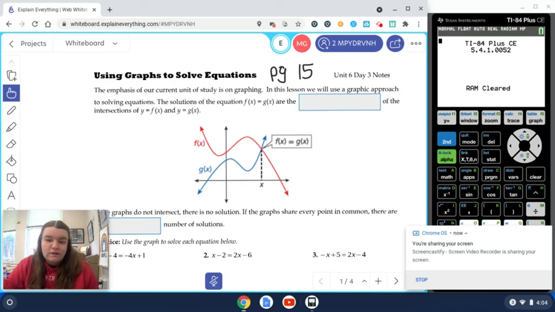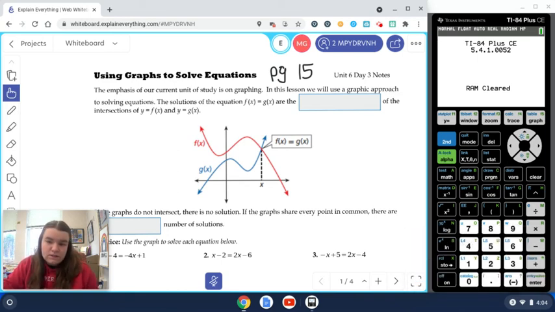Everyone, we are on Unit 6, Day 3. This is page 15 in your packets, and we are looking at using graphs to solve equations. It says the emphasis of our current unit of study is on graphing. In this lesson, we will use a graphic approach to solving equations.